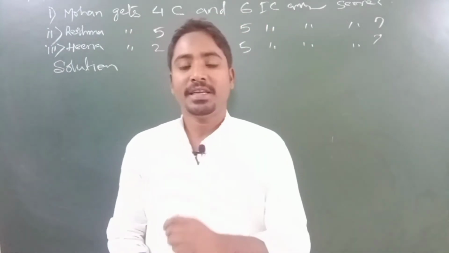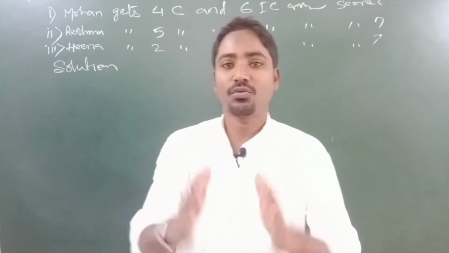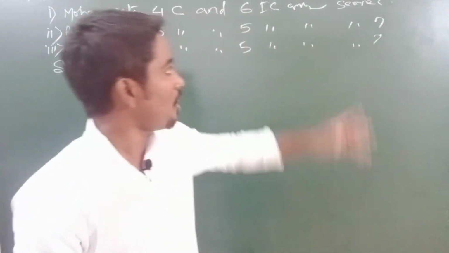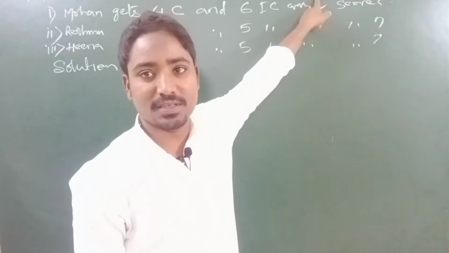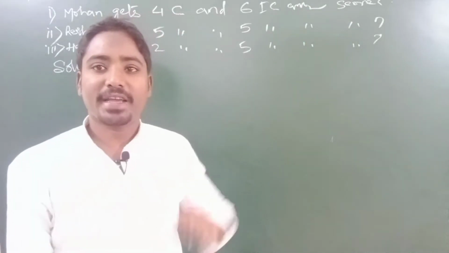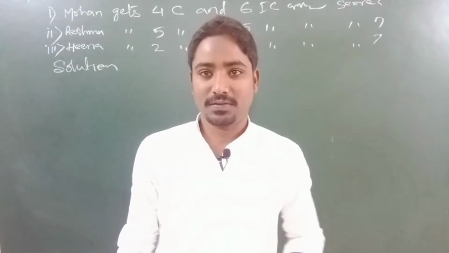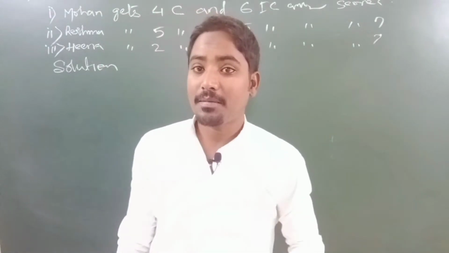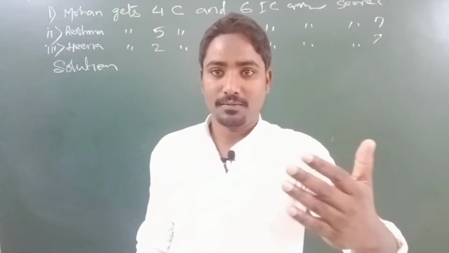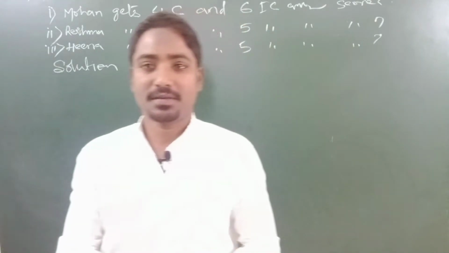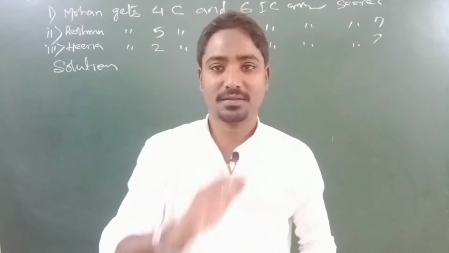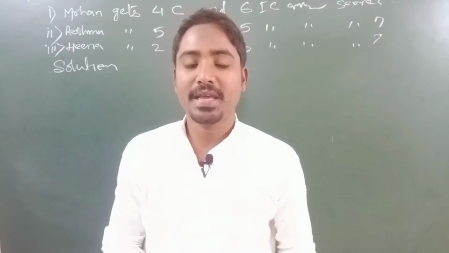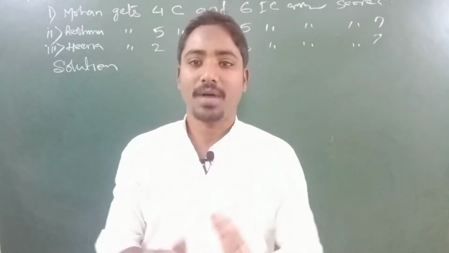In that class test, it is the rule that for each correct answer, 5 marks are given, and for each incorrect answer, -2 marks are given. Meaning if you give a correct answer, you will be given 5 marks, and if you give a wrong answer, your score will be deducted by -2 marks.